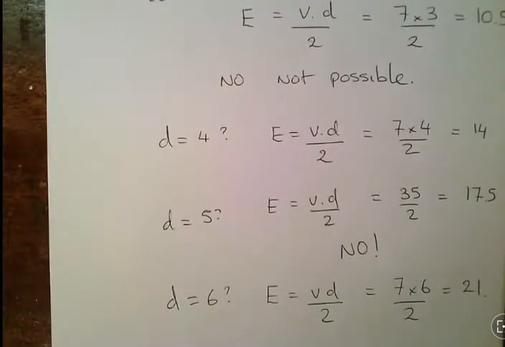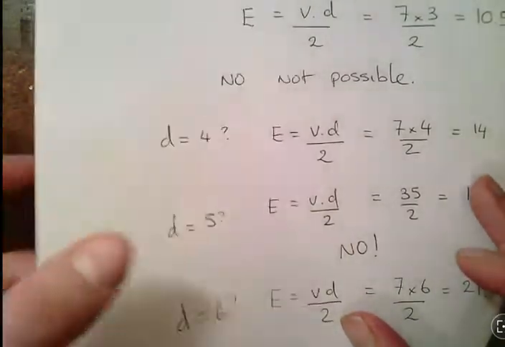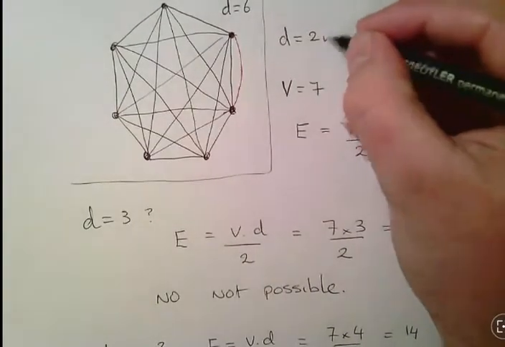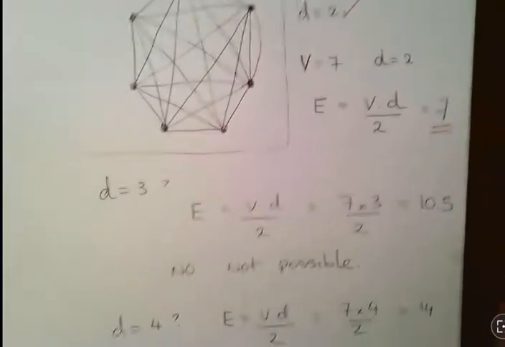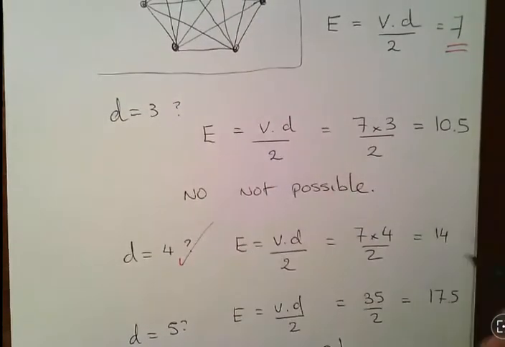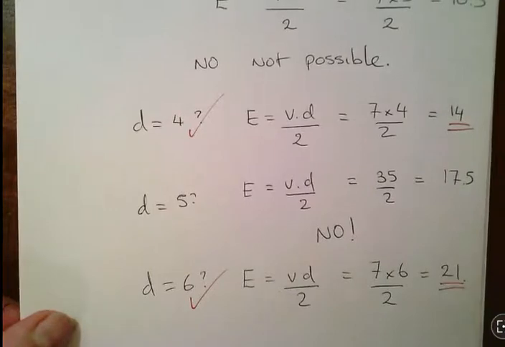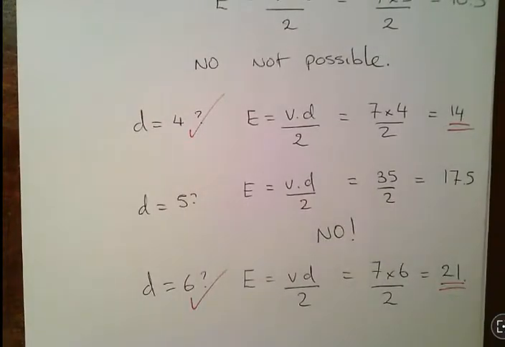So the answers are: D is equal to 2, that's fine, we get 7 edges. D is not equal to 3. D is equal to 4, yes, that's fine, we get 14 edges. And D is equal to 6, yes, that's fine, we get 21 edges. Okay, I'm just going to pause there and check what is left.